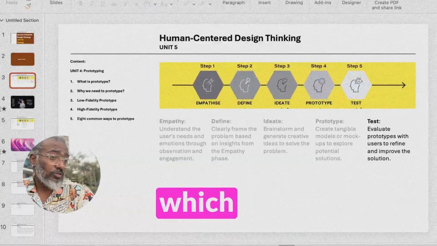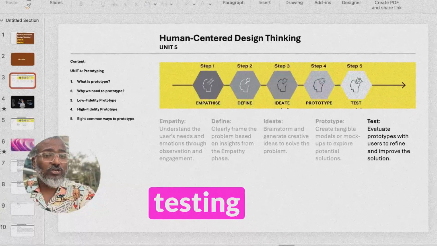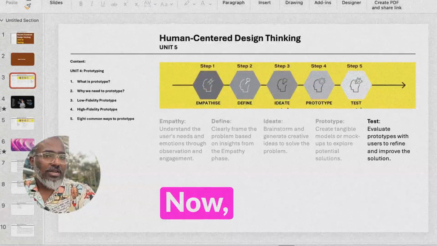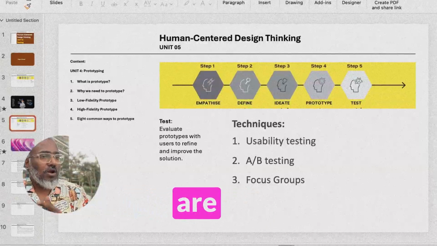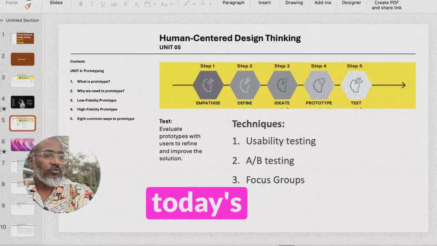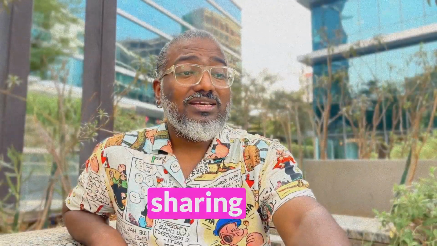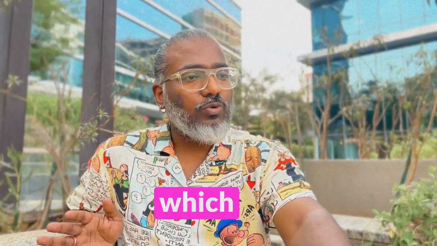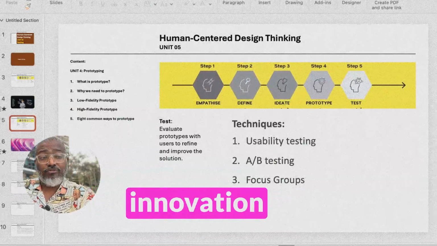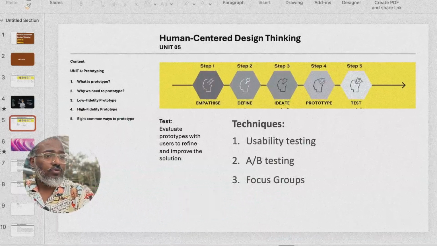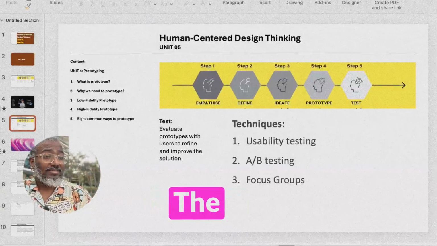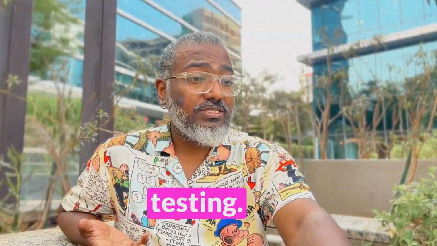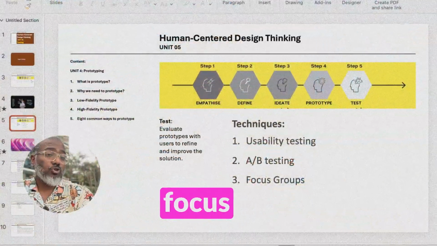The fifth stage is testing your idea. So that's where testing comes into play. Now, in testing also, I'm going to share with you three techniques. Of course, there are several techniques. For today's discussion, I will be sharing these three techniques, which are good enough for you guys to carry out your human-centered innovation exercise. The first technique is usability testing. The second one is A/B testing. The third one is focus group testing.